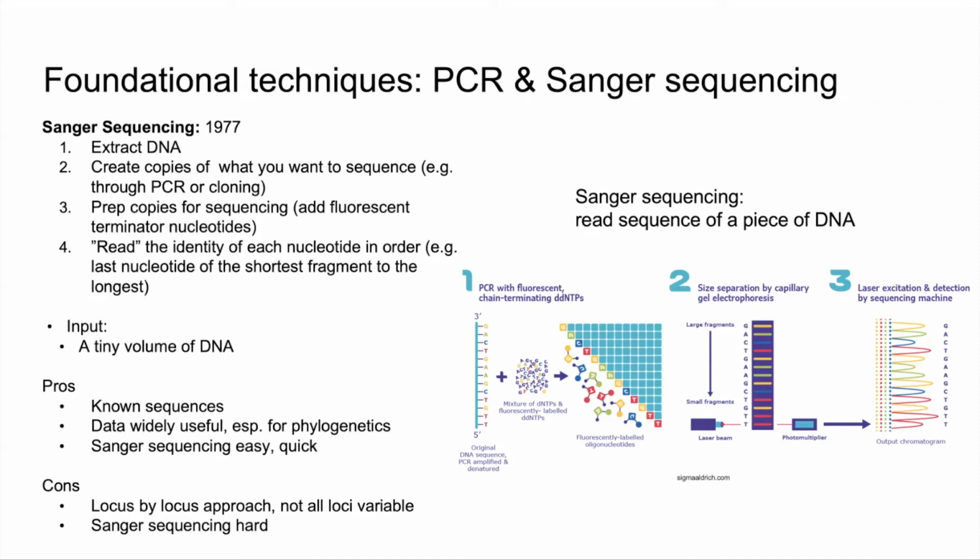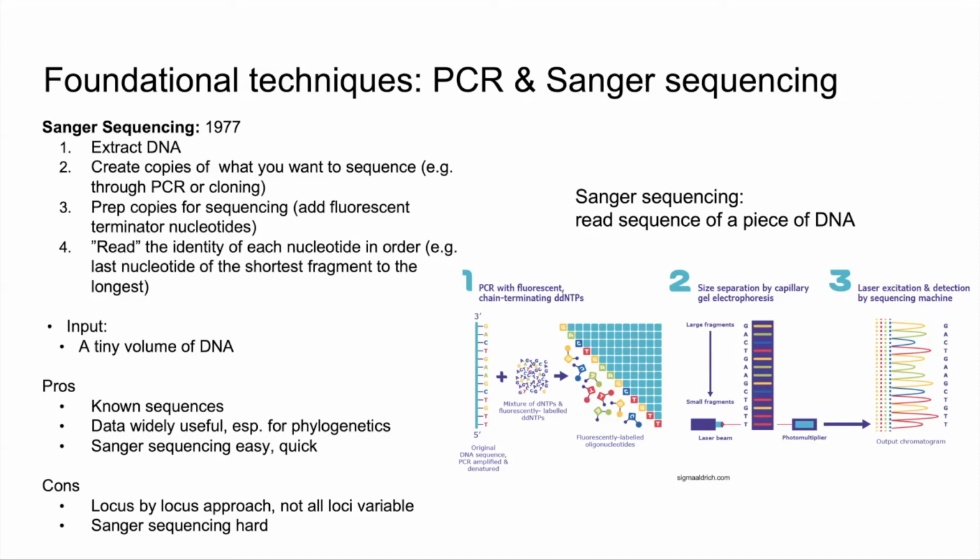generate molecules of different sizes that have those terminator nucleotides that are fluorescent. And then you basically read the identity of each nucleotide in order from the last nucleotide of the shortest fragment to the longest. And that's shown in 1 and 2 of the figure here.